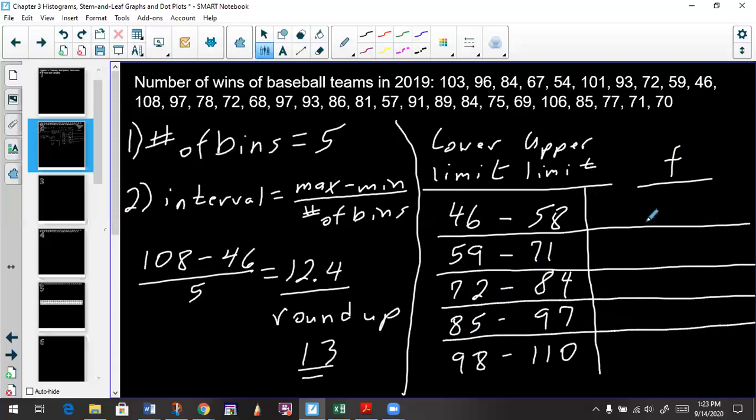And I'm just going to go through one at a time. 103 belongs here. 103 falls here. Next one's 96. 96 falls here. 84 is the next one. Falls here. 67 falls here.